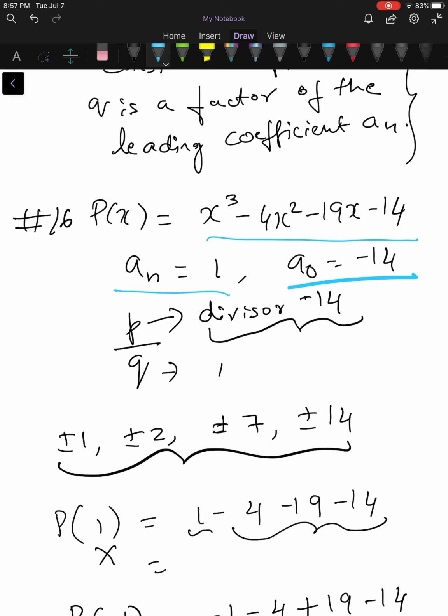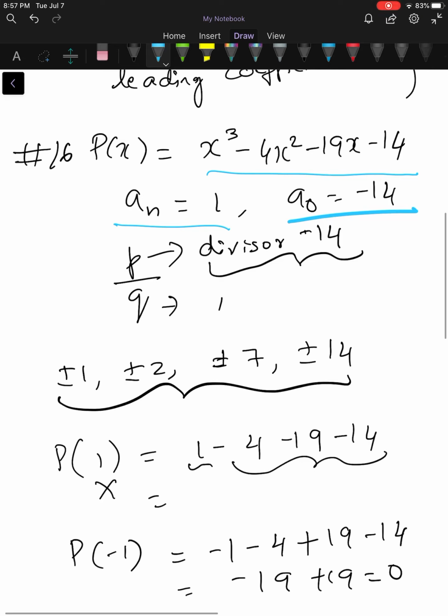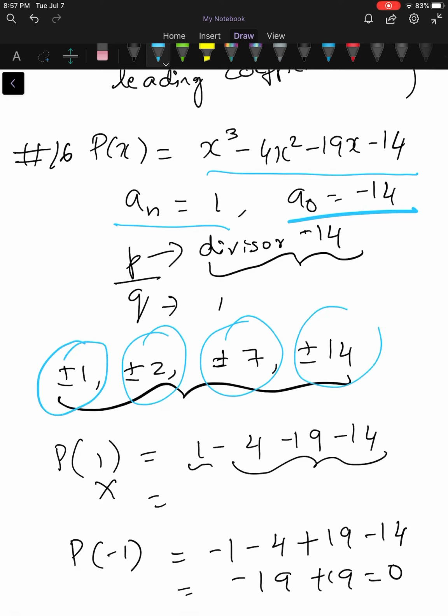The numerator p is nothing but a divisor of negative 14. So what are all the factors of negative 14? That is plus or minus 1, plus or minus 2, plus or minus 7, and plus or minus 14. You have to substitute all these values into p of x and check which number satisfies the equation, giving a value of 0 upon simplification.